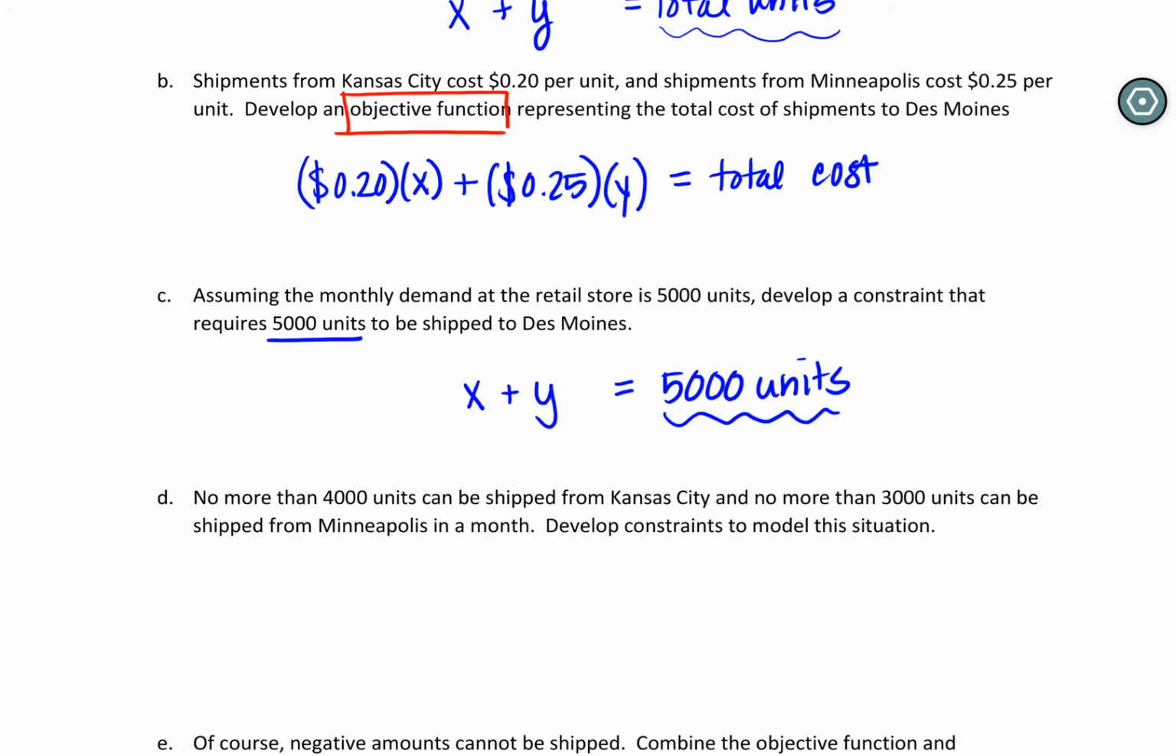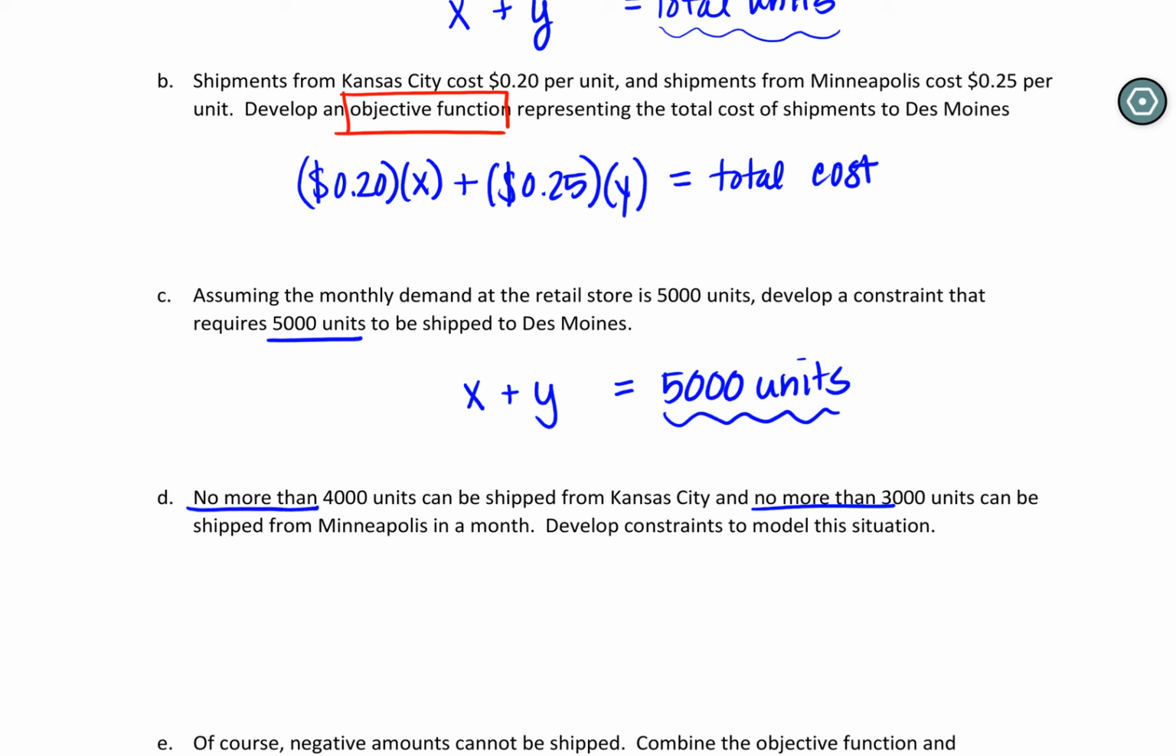That's our first constraint. Then Part D, we're told that no more than 4,000 can come from Kansas City and no more than 3,000 can be shipped from Minneapolis. So we need to develop constraints to model this situation. We need to pay attention to the wording here. It says no more than 4,000 and no more than 3,000. No more than is an inequality. So we need to think back to our algebra days. Less than or equal to, greater than or equal to. We're going to have a constraint for Kansas City and a constraint for Minneapolis.